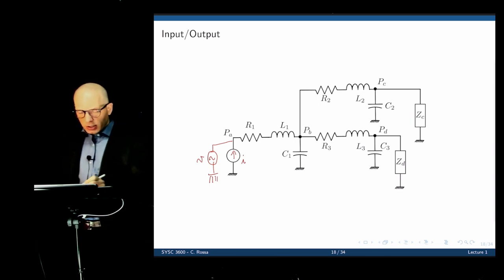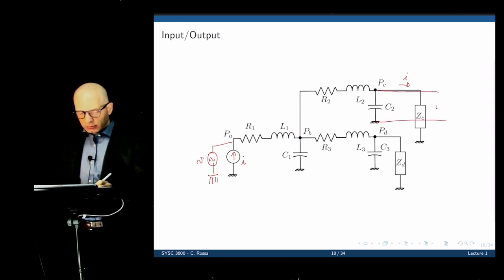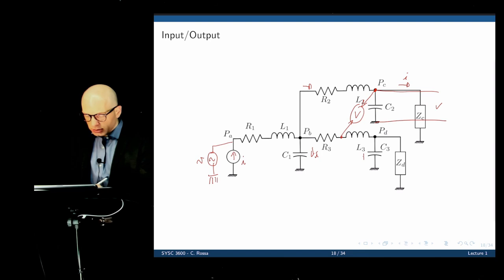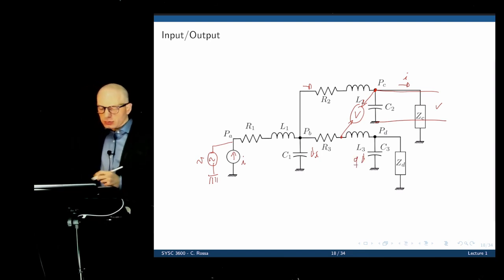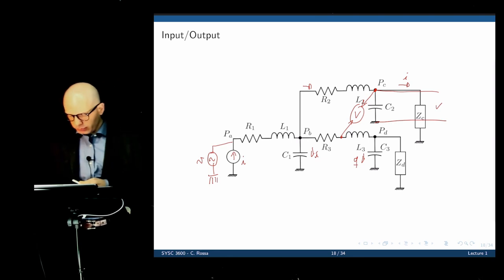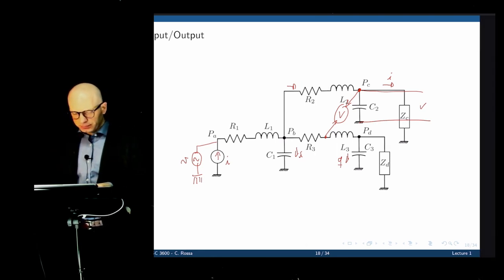It could be the current through this branch. It could be the voltage from this point here to the ground. It could be the voltage differential between this point and that point. It could be the current here, it could be the current there, and so on. It could be the charge in this capacitor. But it all depends on what we want to study, or it could be all of them at once. Right? Really depends on what we want to analyze.